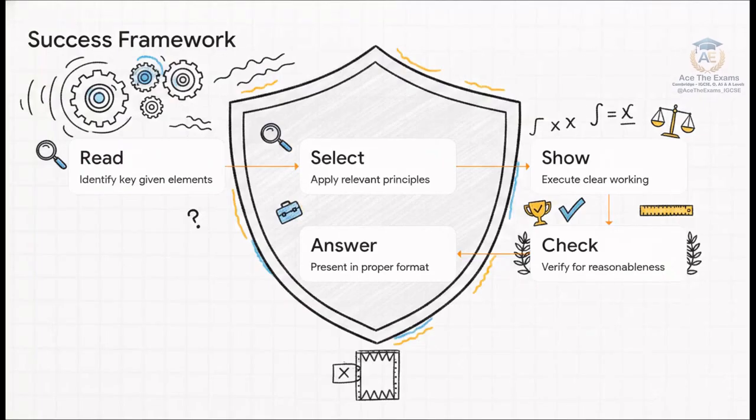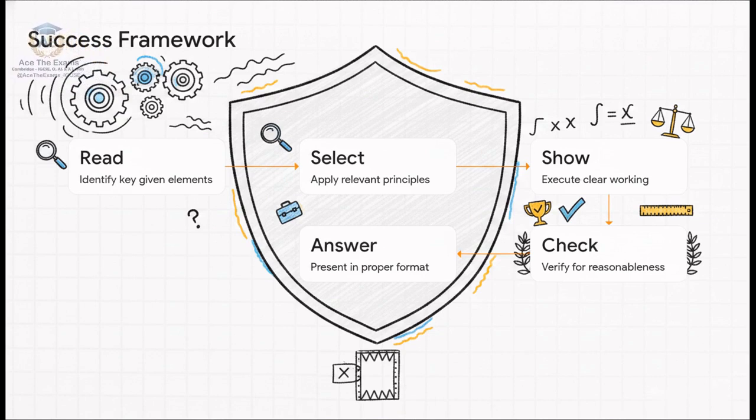So, if you want to capture those coveted partial method marks, the ones that literally save your grade when your arithmetic goes horribly wrong, you absolutely must follow this standardized processing sequence. Think of it as your shield. You can't just jump to a final calculation and hope for the best, right? Step 1, read and identify the key given elements. Step 2, select and apply the relevant calculus principles. Step 3, show and execute clear logical working. Step 4, check and verify your results to make sure they're actually reasonable. And step 5, present your final answer in the proper format.